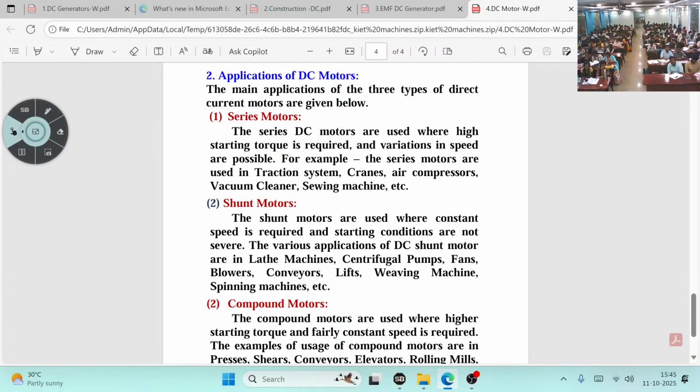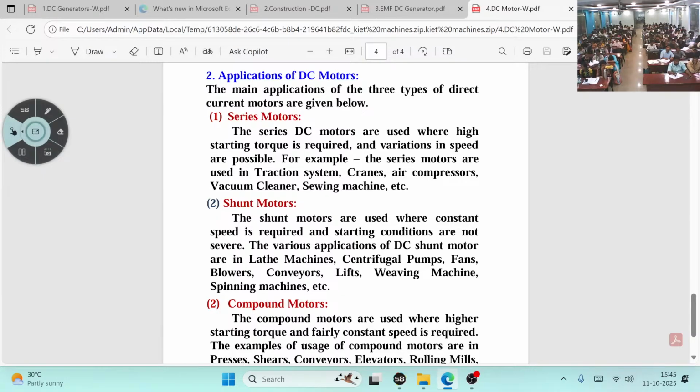So these are the applications of the DC motor. What are the applications of DC motor? Where can we use DC motors? You write them down combinedly, because you do not have series, shunt and compound motors in the syllabus.